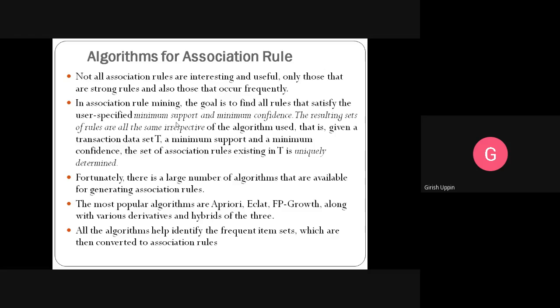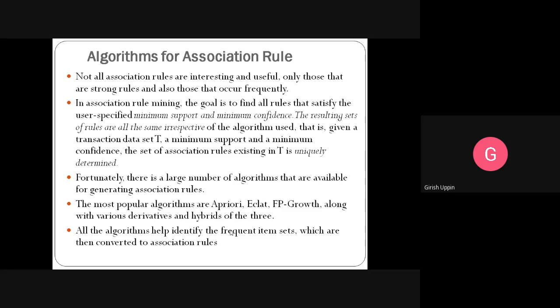So there are a large number of algorithms that are available for generating such rules. The most important algorithms are these. We have Apriori. We are going to see one example of this particular algorithm. Then we have Eclat, then FP growth, along with various derivatives and hybrids of these three. So there are many algorithms which will help us to get those particular association rules.